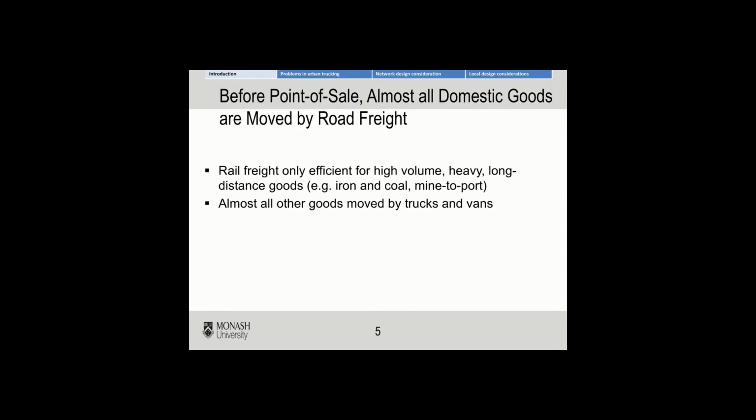Before point of sale, which is effectively where we are now in respect to eBay and the like, almost all domestic goods were moved by road freight. Rail freight's been quite common and also efficient for your high volume, long distance goods, so your iron and coal from mines to the ports, even moving livestock. And of course, if you go back long enough, when roads weren't as good as they are now, and not to mention the equipment and other transport facilities weren't as good, everything was moved by rail. But in today's day and age, most goods are actually moved by trucks or vans or some combination of both.